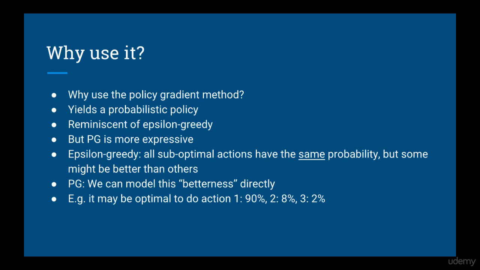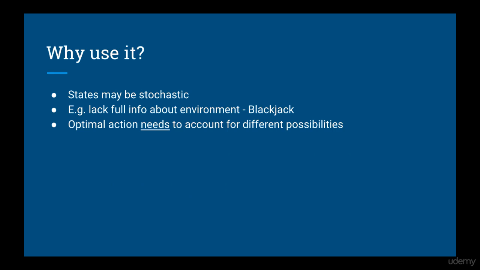For example, it might actually be optimal to do action 1 90% of the time, action 2 8% of the time, and action 3 only 2% of the time. In addition, we should keep in mind that states themselves can be stochastic. One of the sources of this randomness is that the state does not give you the full information about the environment. For example, in blackjack, you don't know the dealer's next card, so the optimal action needs to be probabilistic to account for different possibilities.